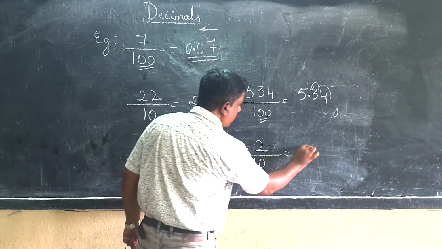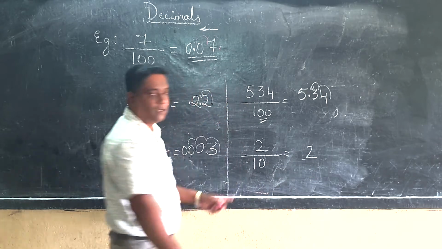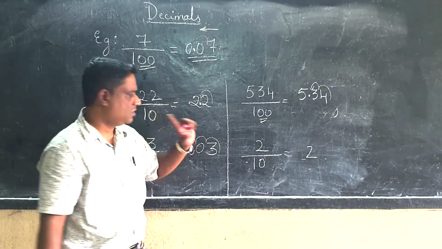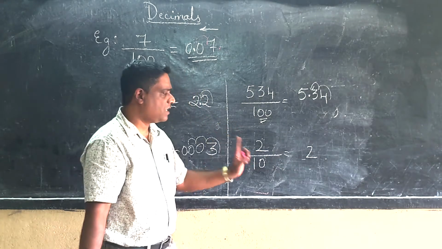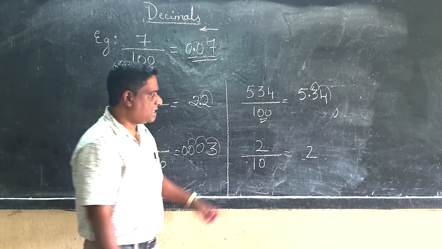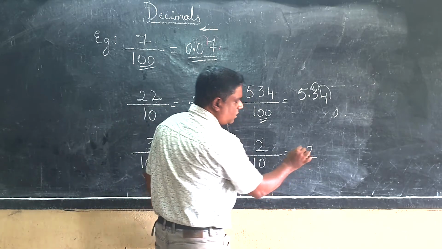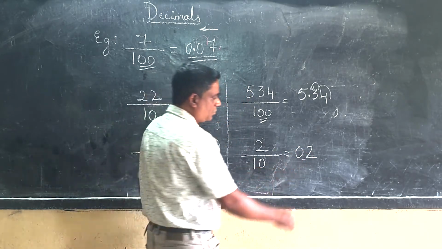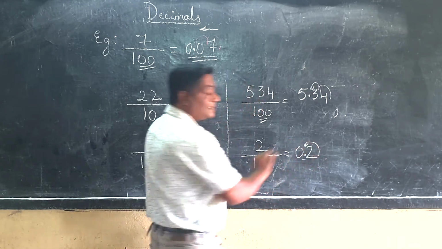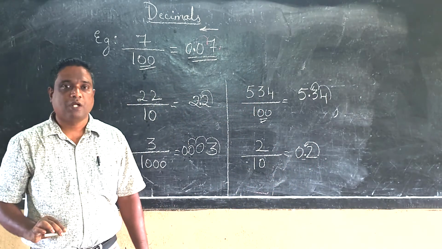One more example I'll take. 2 upon 10. How many zeros do we have? Only 1 zero. And we have 2. So where is the point? After 2 we have the point. So we have to move how many times? 1 time. Just put 0 before 2. So move the point 1. So the answer is 0.2. Understood, students?